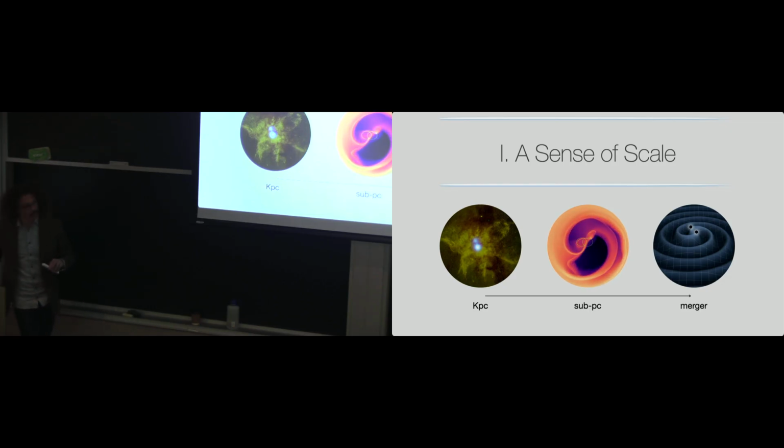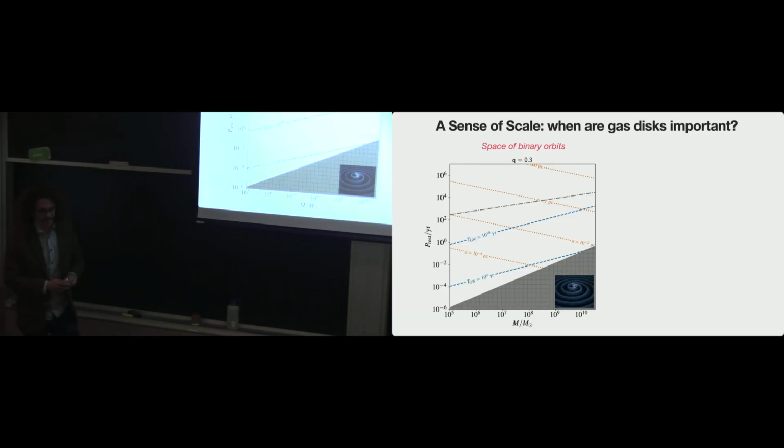So I'm going to do this with the following plot, which I'm going to explain. There are lots of lines and shaded regions here, and I'm going to add a lot more. This is a plot of what I call the space of binary orbits. On the y-axis is the rest frame orbital period of a binary, and on the x-axis is the total mass of that binary. So 10 to the 5 to 10 to the 10, these are the supermassive masses. And the lines I've drawn down here are just to give you an idea of the physical separations in parsecs.